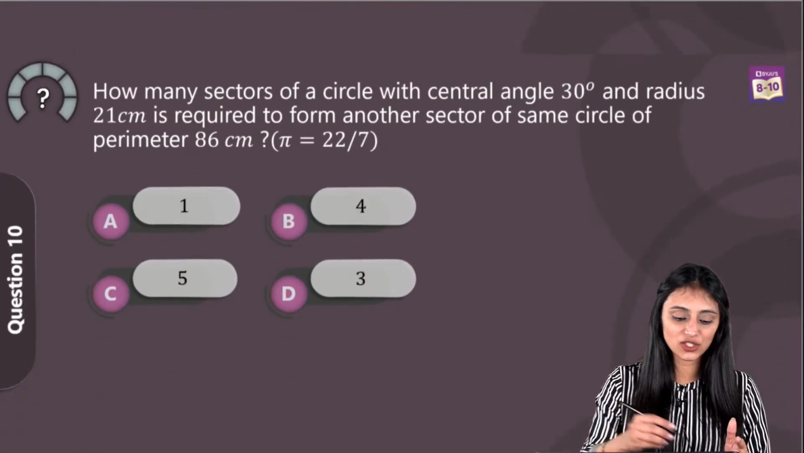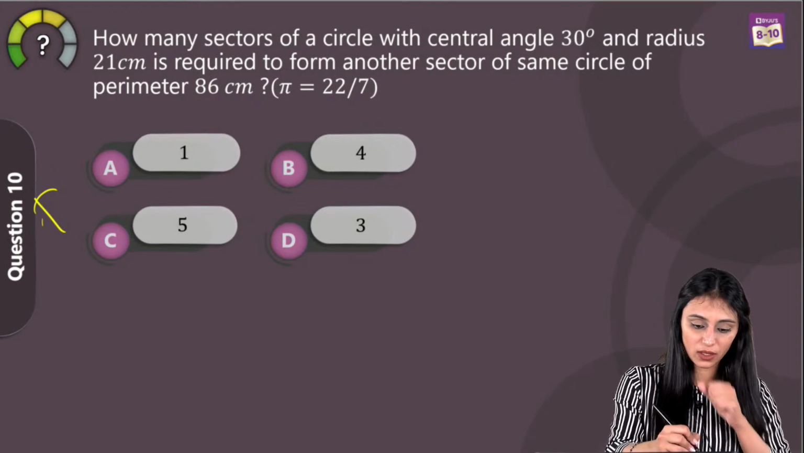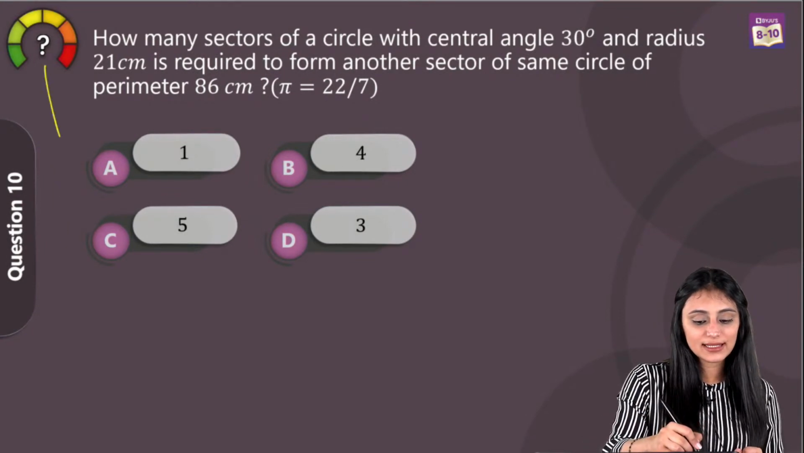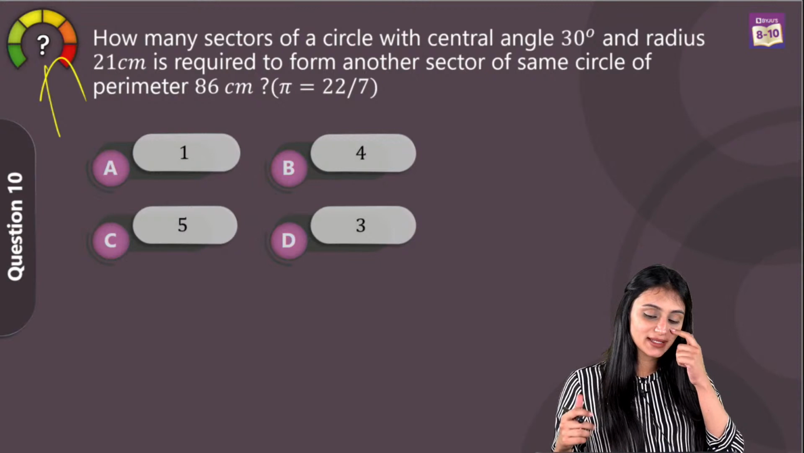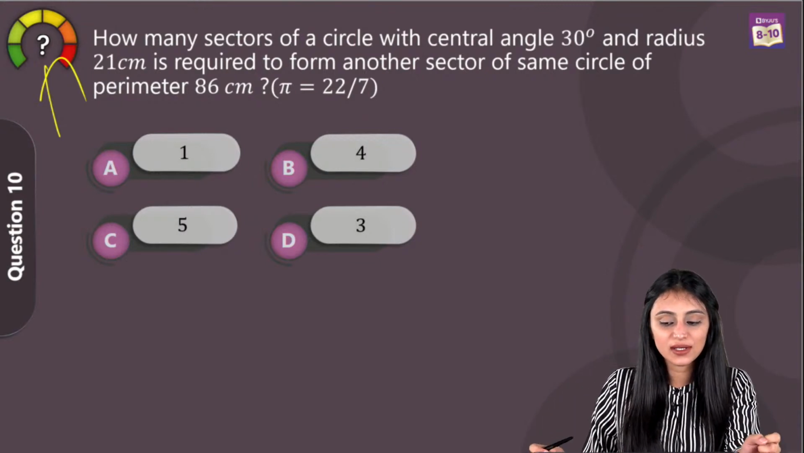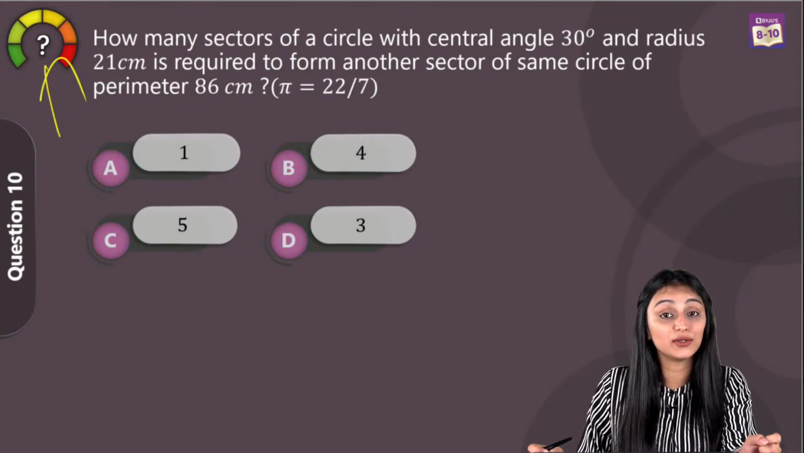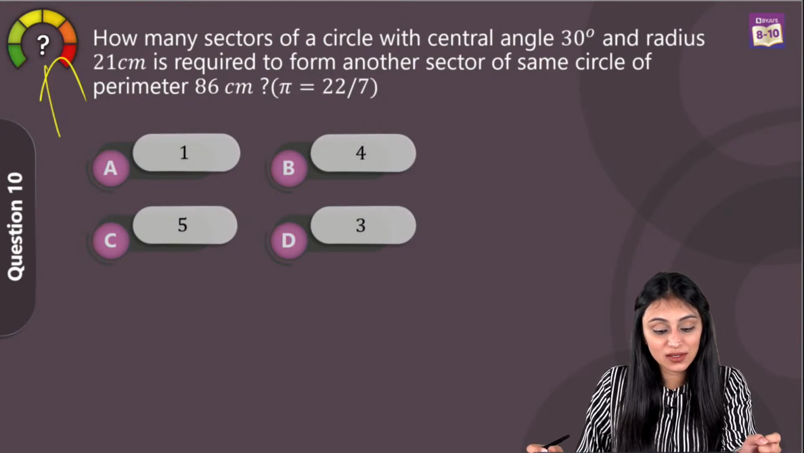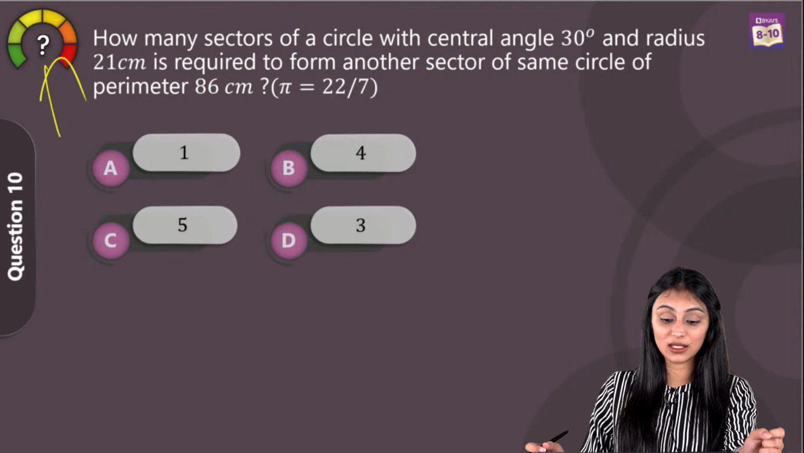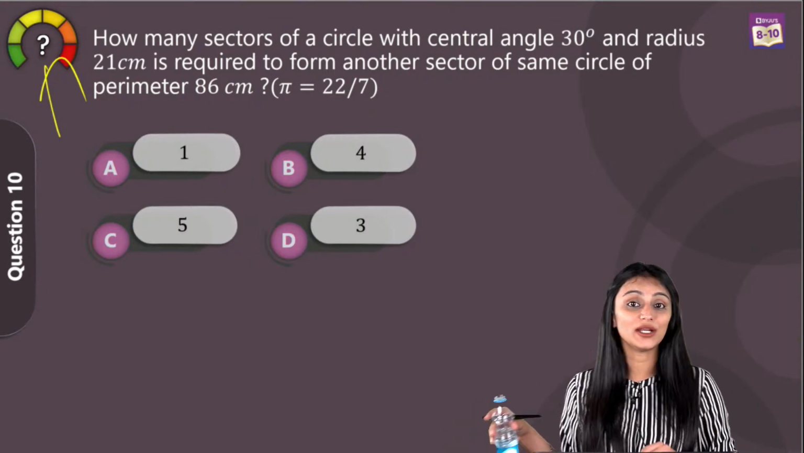Now, let's take a look at question number 10. As you can see, this is the difficult one. How many sectors of a circle with central angle 30 degree and radius 21 centimeter are required to form another sector of the same circle of perimeter 86 centimeter, and the value of pi is 22 by 7.